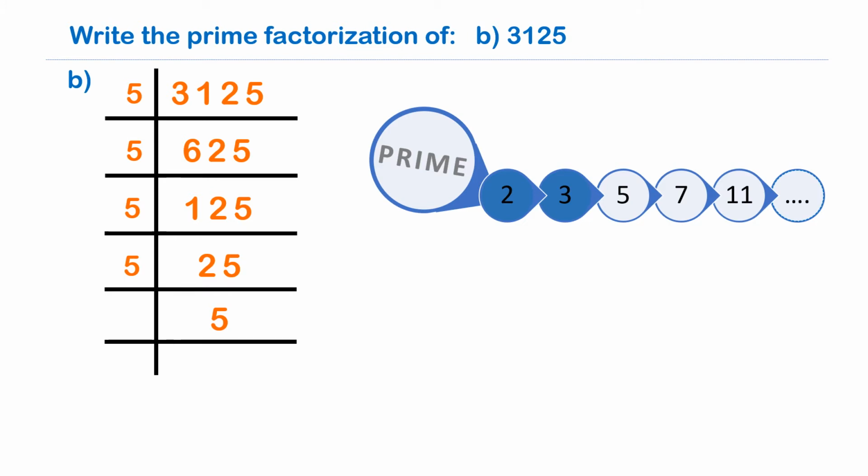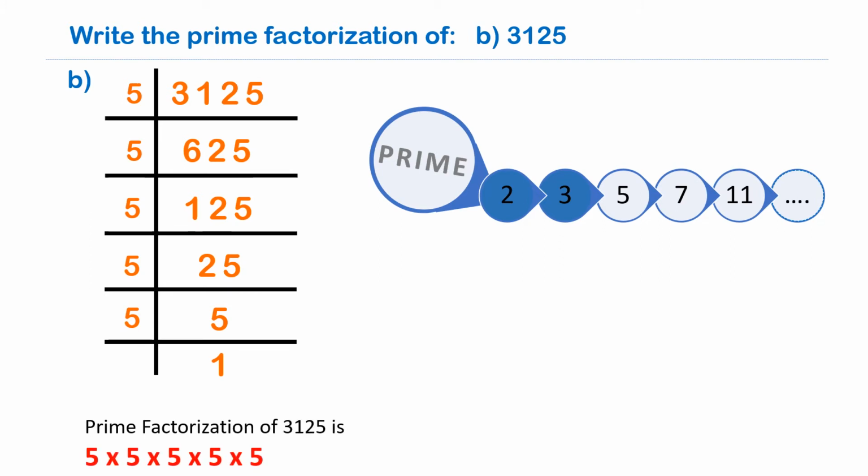5 is a prime number, so it is divisible by 5 and 1 only. So write 5 to the left of 5 and divide. We get 1. If we get 1, it means that we are done with the prime factorization. So the prime factorization of 3125 is 5 multiplied by 5 multiplied by 5 multiplied by 5 multiplied by 5.